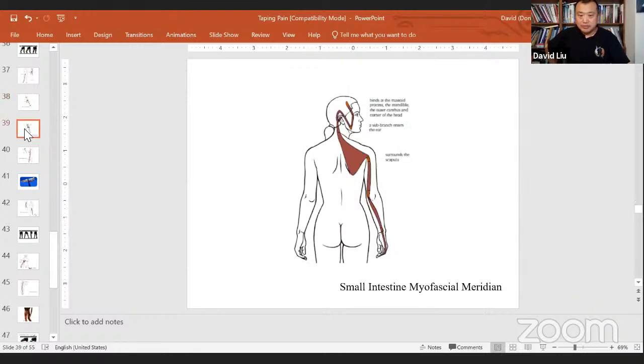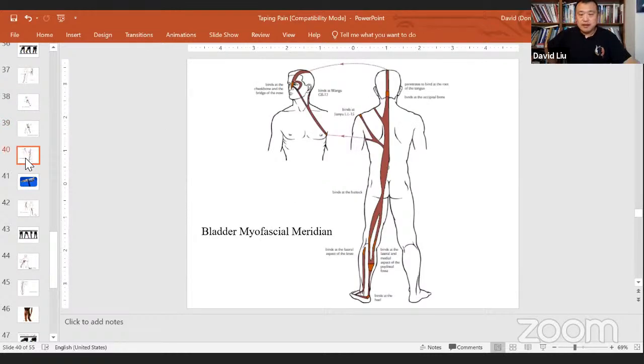This is a shoulder channel. If people have scapular pain, golf elbow, we can tape the small intestine myofascial meridian. Again, this is the urinary bladder myofascial meridian. We can see clearly it covers the leg, calf, hamstring, sciatica, lower back, middle back, goes to the shoulder, and then to the neck. So we can tape along the channel.